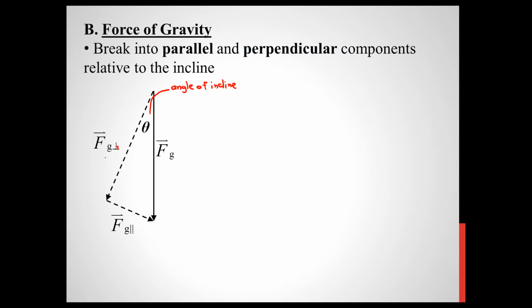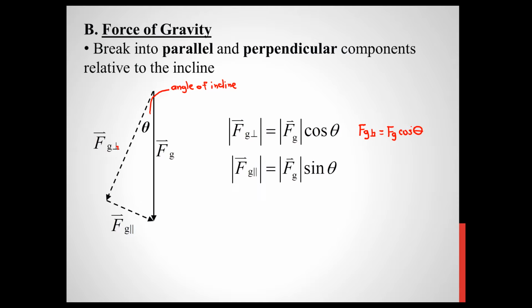Okay, so let's look at this. F_G perpendicular compared to the angle theta is your side adjacent. If you know what the hypotenuse is, the way I could calculate the perpendicular component of the force of gravity would be to take the force of gravity magnitude and multiply by cosine theta. I could actually drop the absolute value and just write it like F_G perpendicular would be equal to F_G times cosine theta.